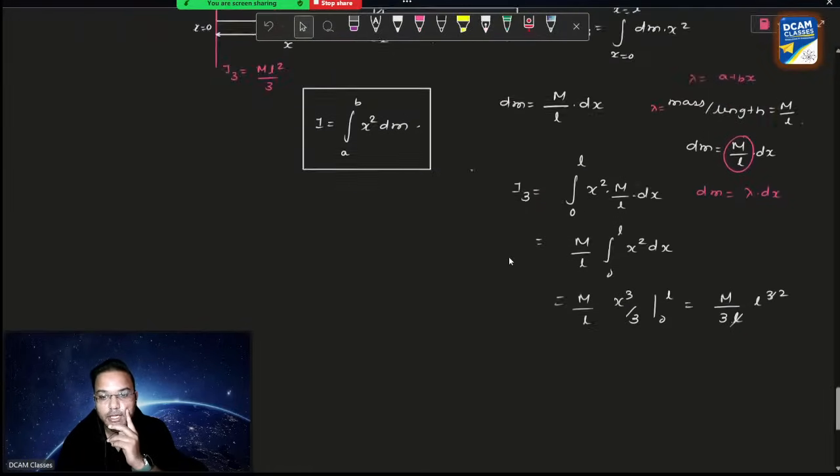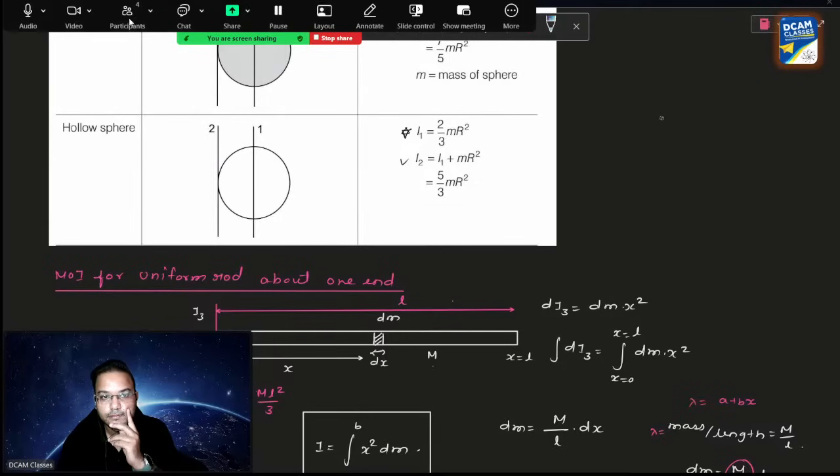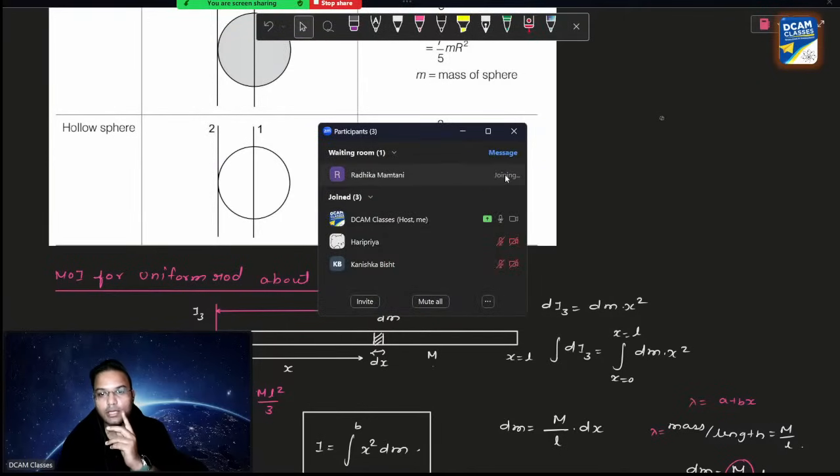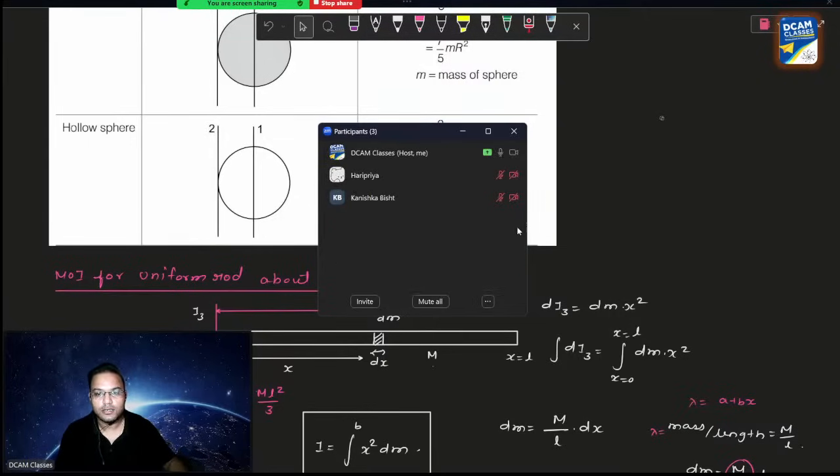What we were studying in the last class. Let's start. What is the problem with Radhika? Radhika is saying she is not able to join. Let's say again.